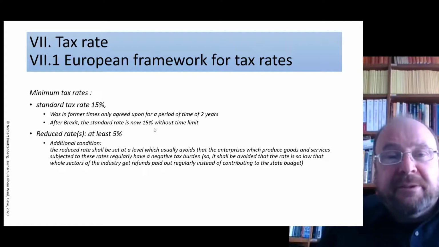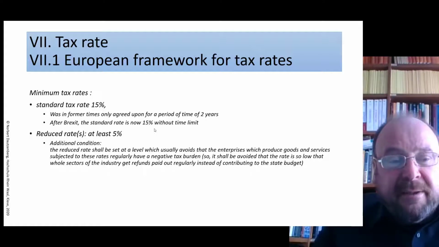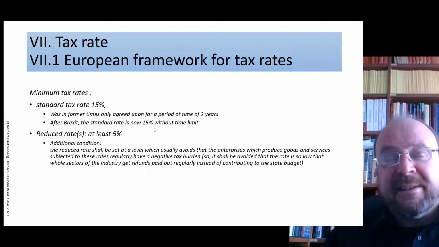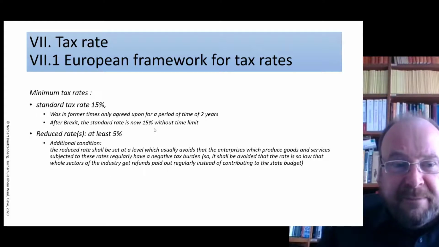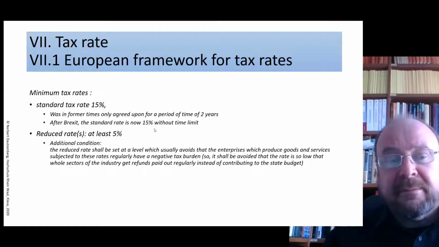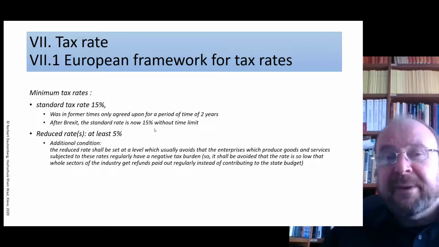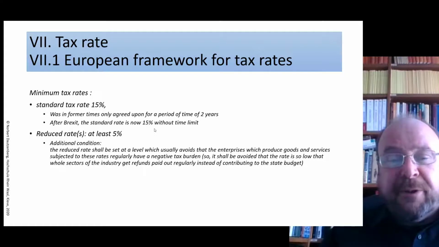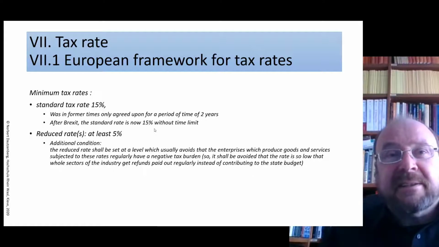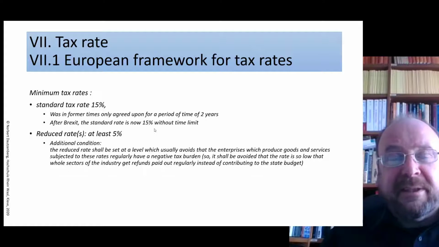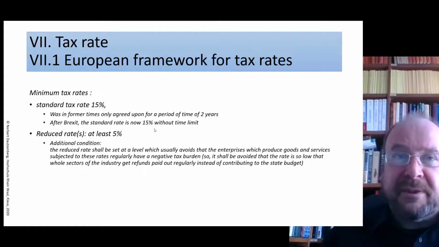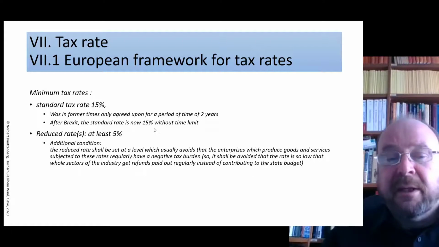Good. The reduced rate, there the directive of the EU says the minimum rate has at least to be 5%, and an additional condition is made. The reduced rate shall be set at a level which usually avoids that the enterprises which are taxed at the reduced rate get a cash refund when they claim the input tax refund or deduction.